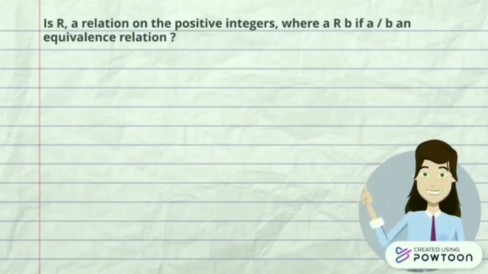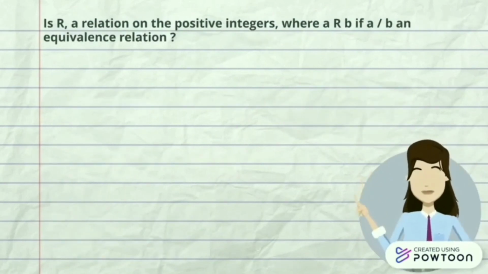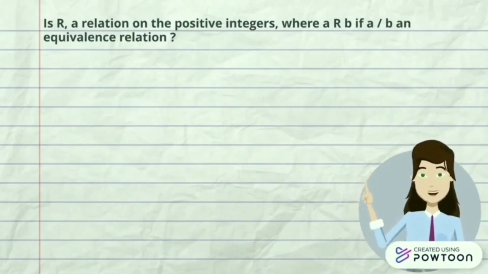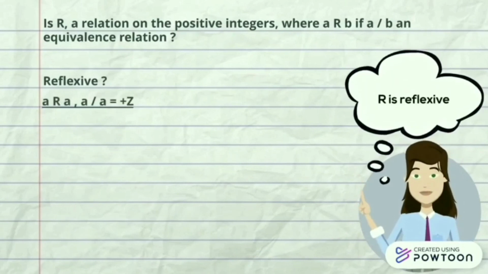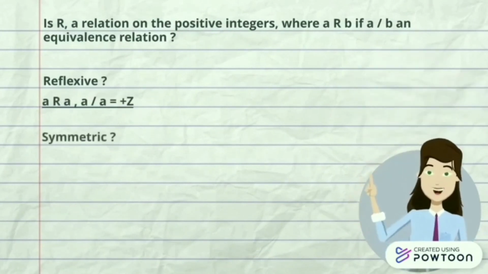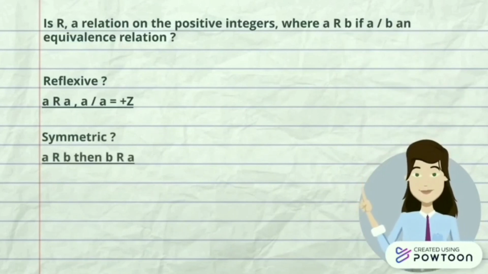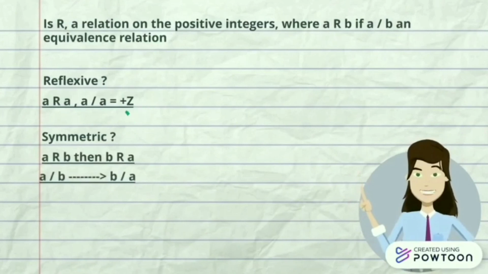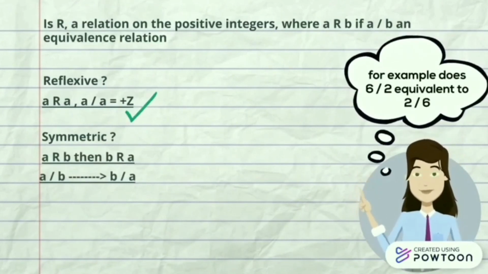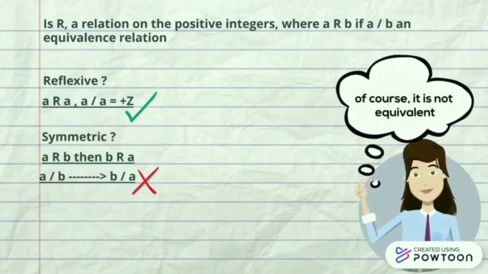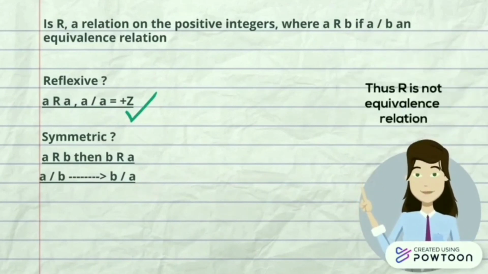Is R a relation on the positive integers where A R B if A over B an equivalence relation? Reflexive. A over A is equal to 1, a positive integer, so R is automatically reflexive. Let's take a look at symmetric. A R B, then B R A. Thus A over B equals B over A, for example. 6 over 2 is equivalent to 2 over 6. Of course, it is not equivalent. Thus, R is not an equivalence relation.